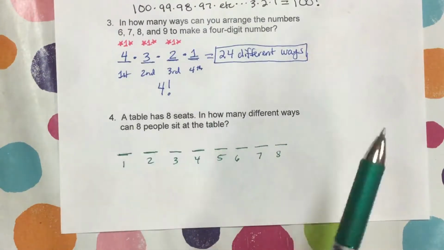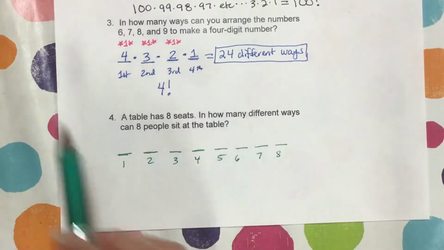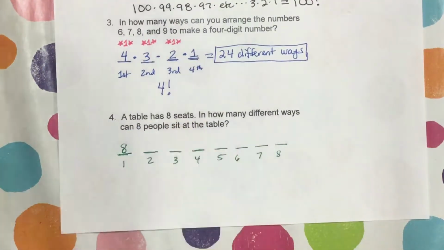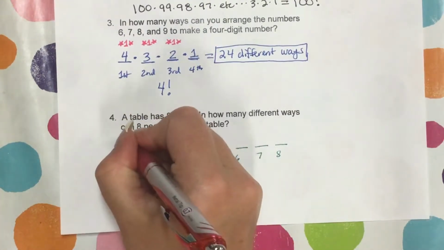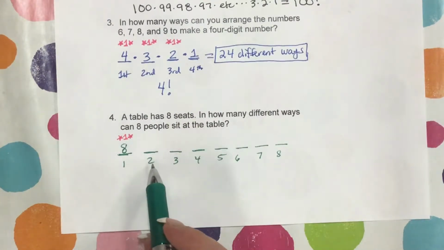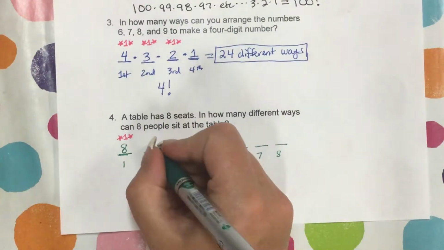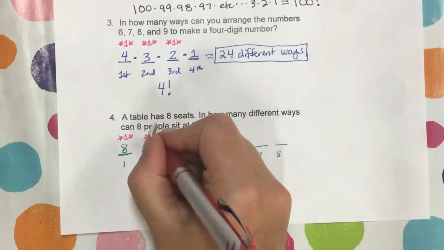So there's 8 people. How many people could sit in this first seat? Well, there's 8 different options. 8 people could sit there, but we have to remember that only one person is actually going to sit there. So when we go to the second seat, how many people could sit in this spot? We started with 8 and one person's sitting in the first seat, so that means there are only 7 options left for that particular seat.